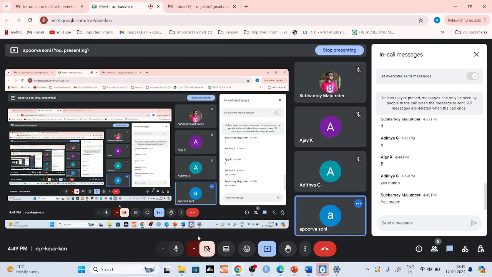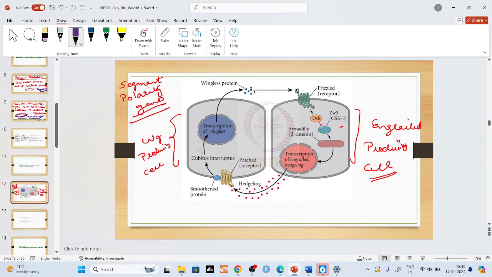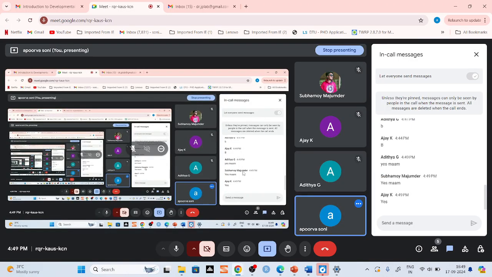Good. So now can you tell me, this mechanism is an example of which pathway? Can anybody tell me? Aditya is saying Artica pathway. Anybody else who wants to give a try?